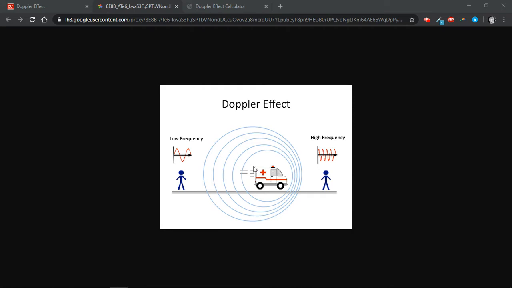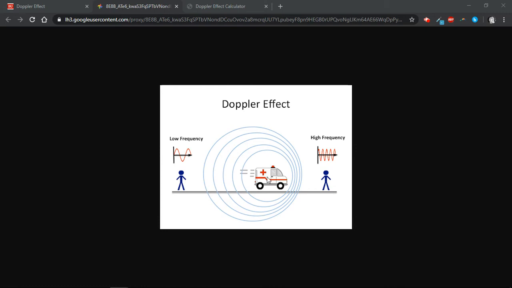If it's moving away, this wavelength gets bigger, right? Because it emits a wave, but it's moving away before it emits the next wave. And so the wavelength's higher, which means the frequency is lower. Bigger wavelength, they hit you less frequently. You go ding, ding. This one goes ding, ding, ding, ding, ding. And you'll get a lower perceived frequency, or the F2 will be lower.